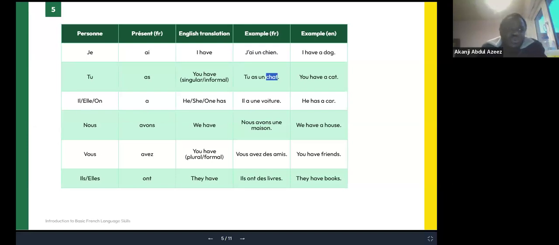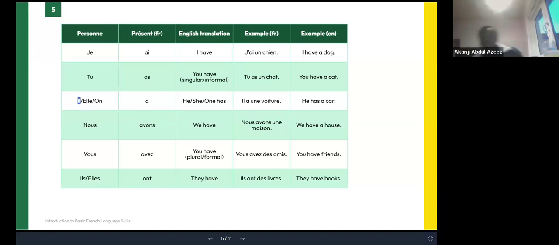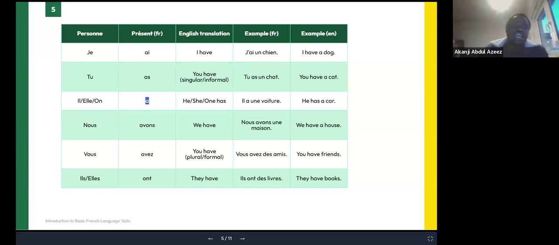Now, let's go to the third one. What do we call this one that I put in blue? Il. That's for a man. You remember, that's for a man. So now, with the second one, with the present tense here of the verb, what do we call it here? Il a. And we move to the example here. We say, il a une voiture.